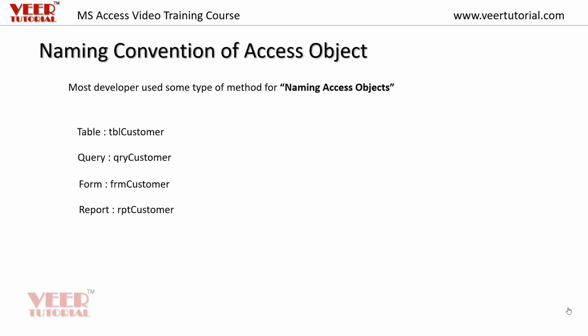Once we create an Access object, we save it. For saving the object, we must give it a name. So the naming convention of Access objects is also an important topic we need to discuss. Most developers use some type of method for naming Access objects. Here I have given the convention which I follow.